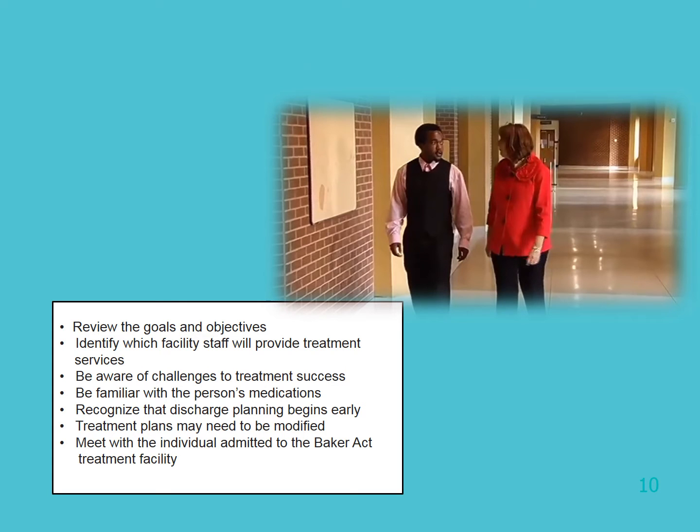As guardian advocate, review the goals and objectives which serve as the markers of progress towards the individual's recovery and discharge. Identify which facility staff will provide the treatment services and be aware of the challenges to treatment success. Be familiar with the person's medications. Recognize that discharge planning begins early in the treatment process, and be aware that treatment plans may need to be modified based on future developments. Meet with the individual that's admitted to the Baker Act treatment facility regularly.